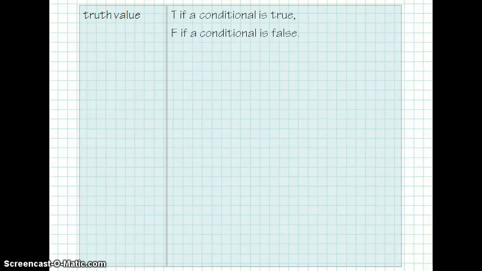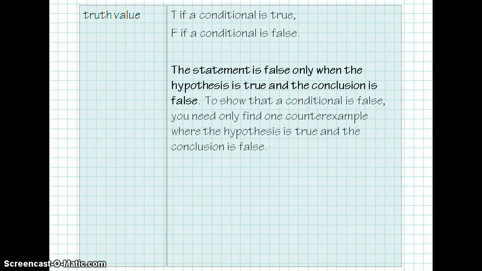Okay, the next thing we'll talk about here is what's called truth value. Truth value is basically how the conditional is true or not. So it's T if it's true and F if it's false. Well, how do we know whether it's true or not? This may sound a little bit weird, but the statement is false only when the hypothesis is true and the conclusion is false.